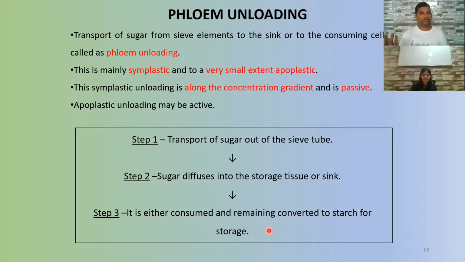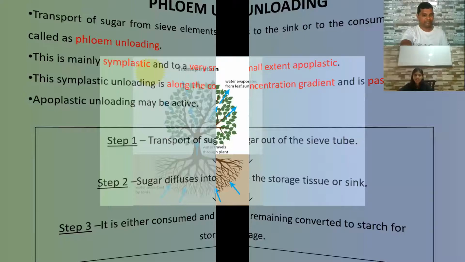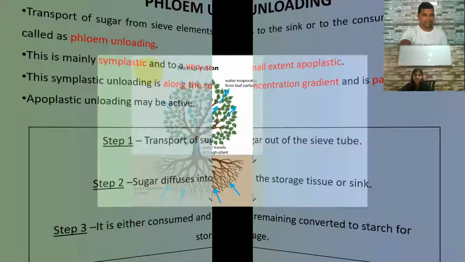The starch has come from somewhere in the form of sucrose, and then in the tuber it is converted into starch and stored over there. That is unloading. So, have you understood phloem loading and unloading well?